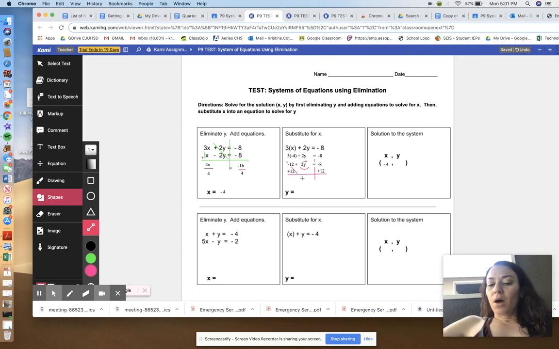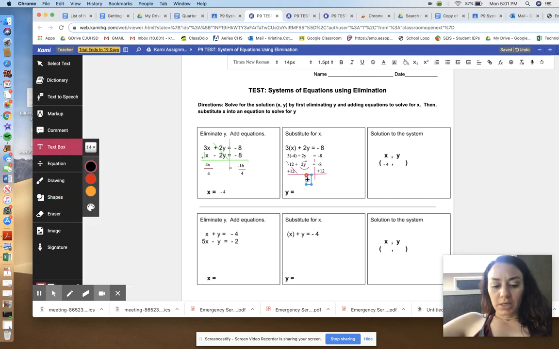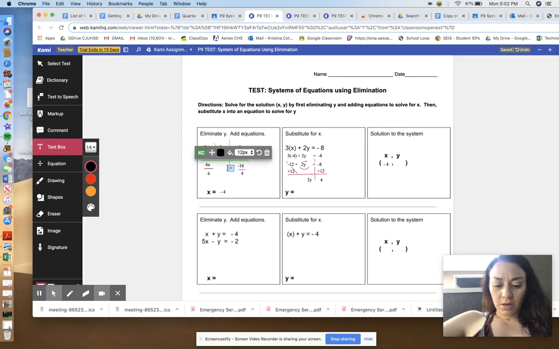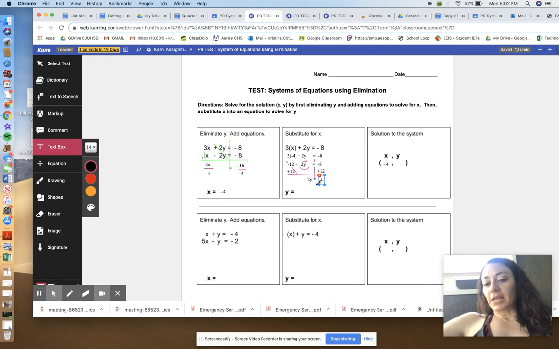Yay. I want to bring down 2y, and I can do that by going back to the text box and saying, what does 2y equal? 2y is going to equal, what is -8 and +12? Well, 12 minus 8 is +4. And if I want to put an equal sign again, I can copy this equal sign with Command C and paste it with Command V. And I can move it because it's a text box, so text boxes are movable. Isn't that pretty? Again, it doesn't have to be perfect.